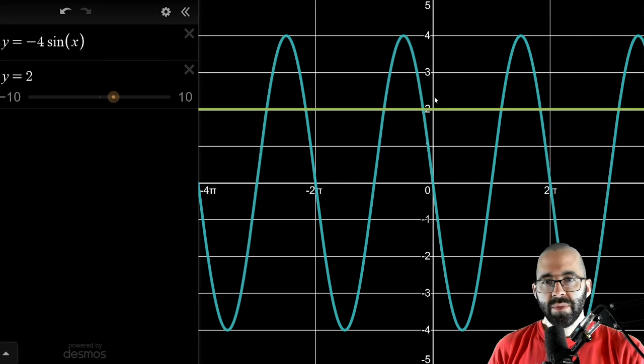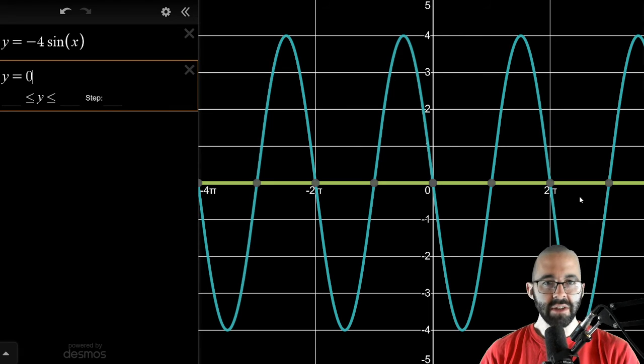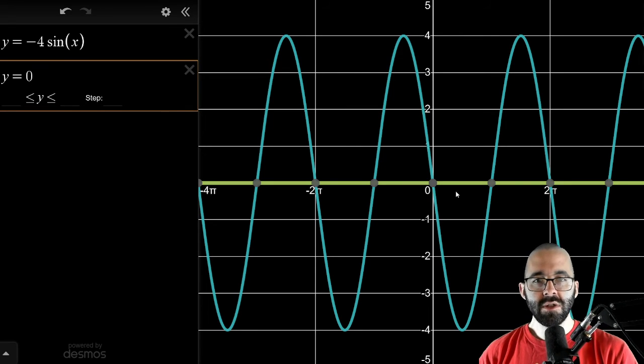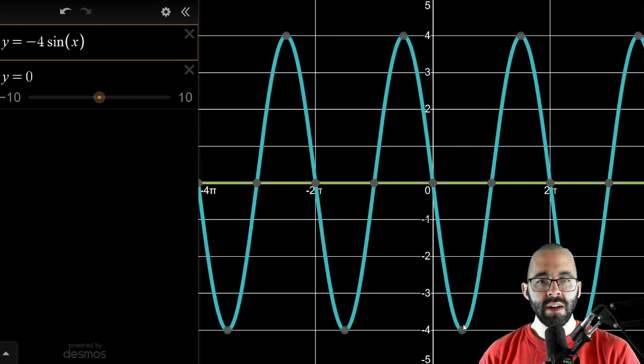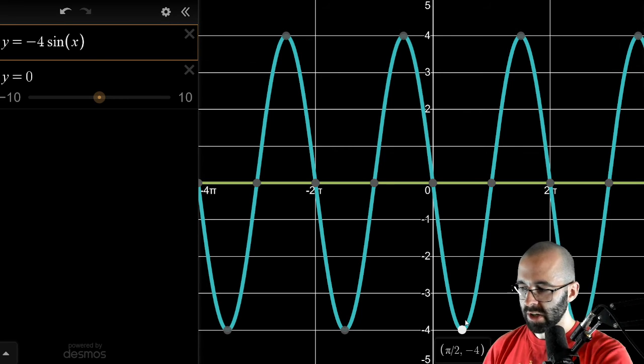Let's check our answers. -4 sine of x. Oh, we have to change our scale. Let's go from -5 to +5. And let's go from -4 pi to +4 pi and split it up with pi over 2 again. And why is this step not actually doing a step of pi over 4? Oh, that's bizarre. Oh well, so our midline should be y equals 0. Yep, that looks right. That's our midline. Our amplitude should be 4. From the midline, we go 4 up to get to the top. From the midline, we go 4 down to get to the bottom. We're good to go.